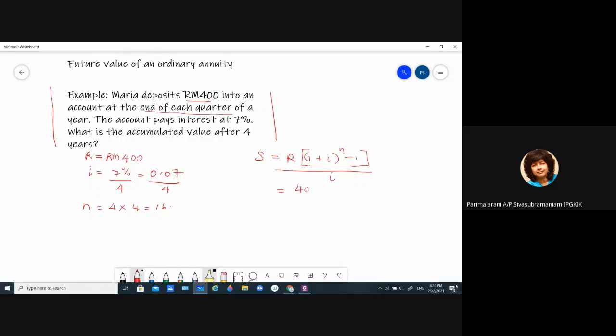R is 400. 1 plus I is 0.07 over 4 to the power of 16 minus 1 over 0.07 divided by 4. Okay, can you calculate that?